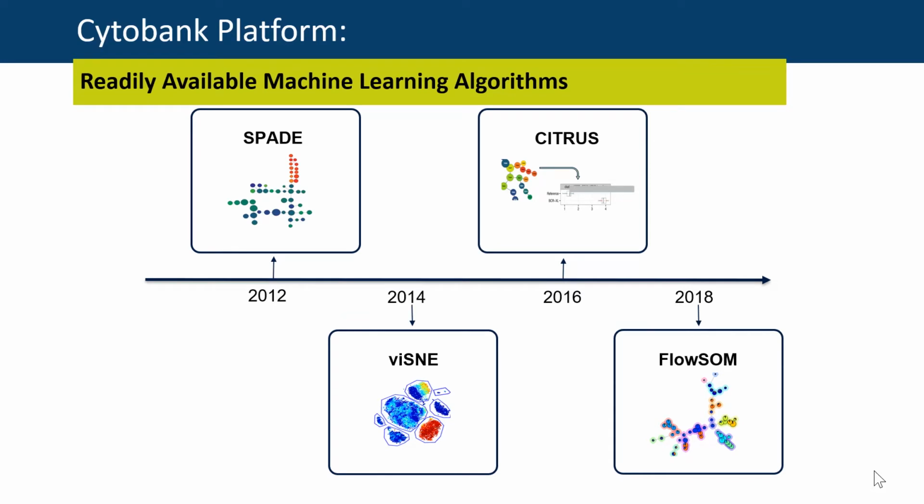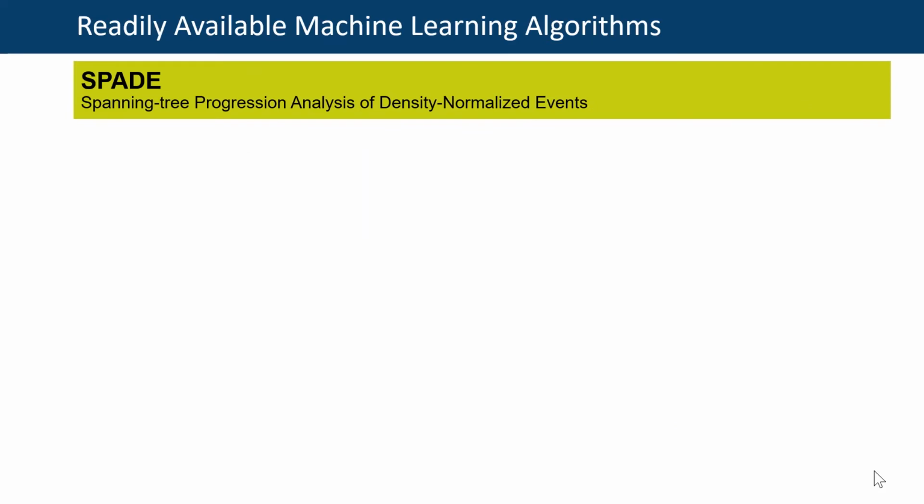These are the algorithms that are currently integrated into the platform. So Spade, Visney, Citrus, and Flowsom. We have 4 algorithms currently, and all of these are going to be fully integrated into the platform. You're not going to have to worry about coding. You're not going to have to worry about installing any plugins. You're just going to be able to load in your data set, adjust the settings for these algorithms, and then click Run. So we're going to dive a little bit deeper into the algorithms.